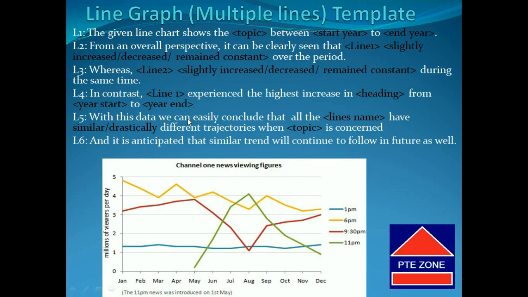With this data, we can easily conclude that the different times had very drastically different viewers per day, and it is anticipated that similar trend will continue to follow in future also. So you can see I fumbled in between, but I remained calm even though I did some mistake. In fact, out of these 4 lines I just spoke 3 lines, but I think whatever I spoke, it was fine. I was fluent and my pronunciation was okay. So if you speak in this way, you will definitely get good marks in this section.